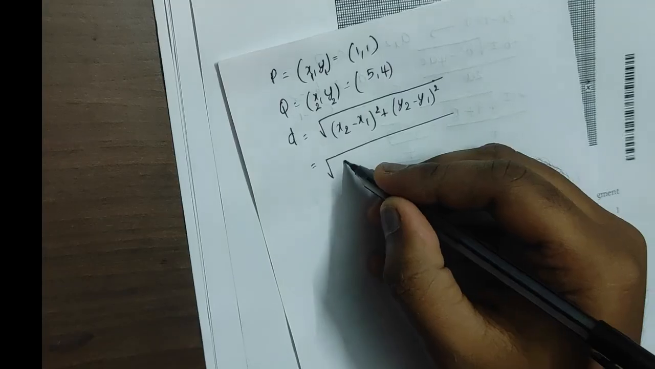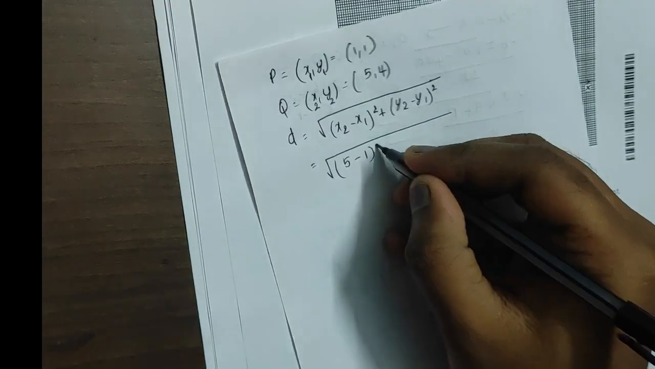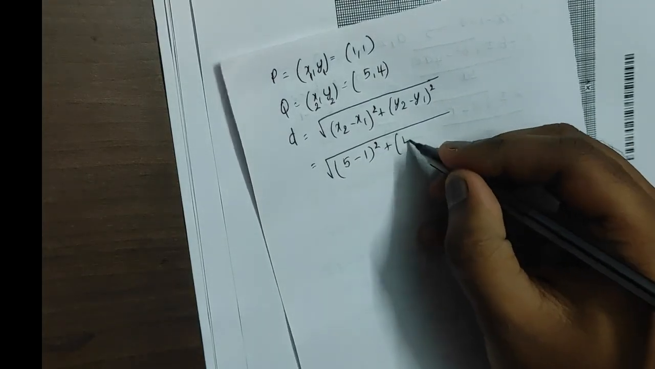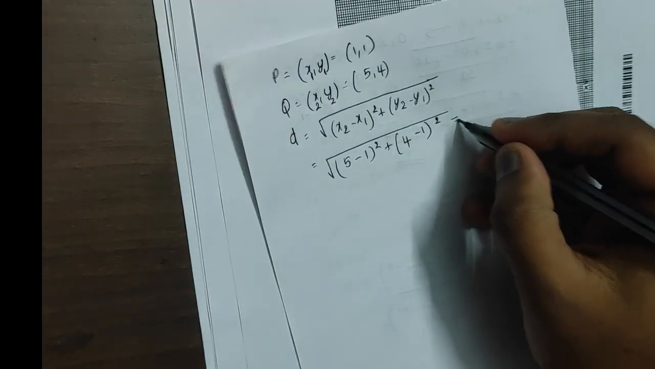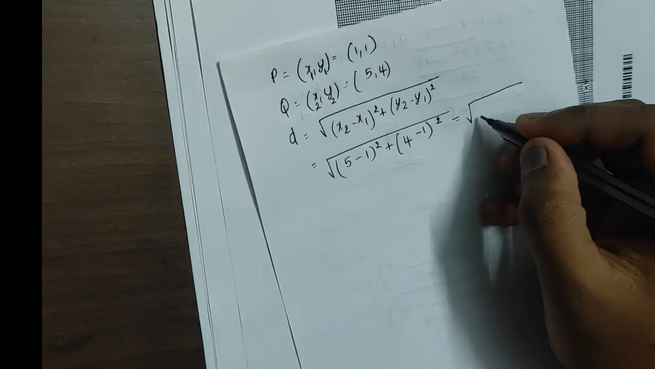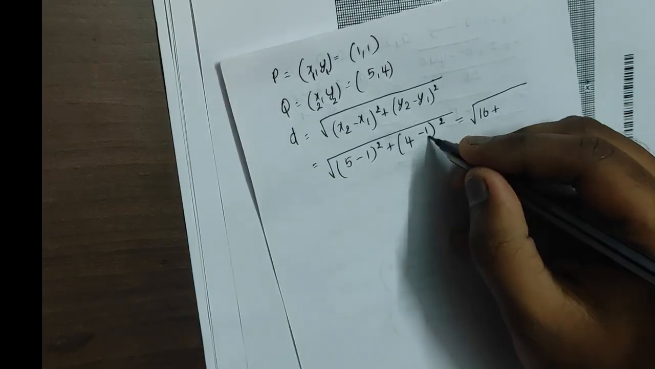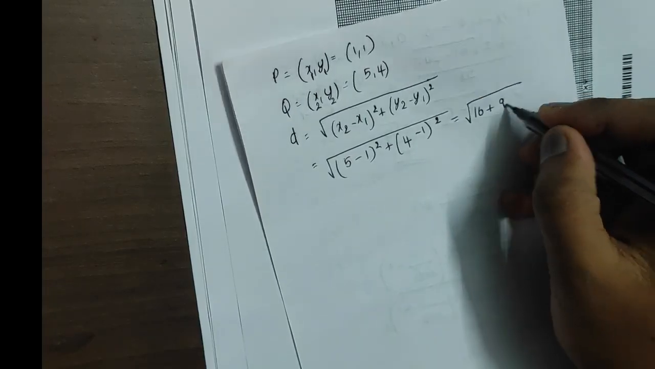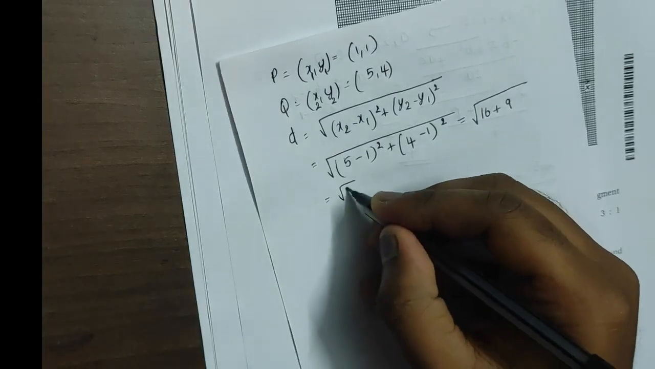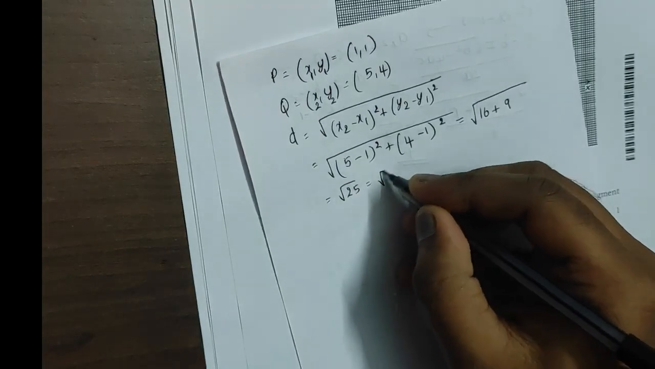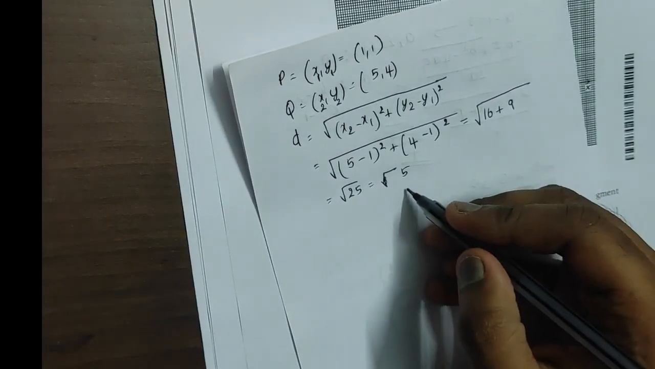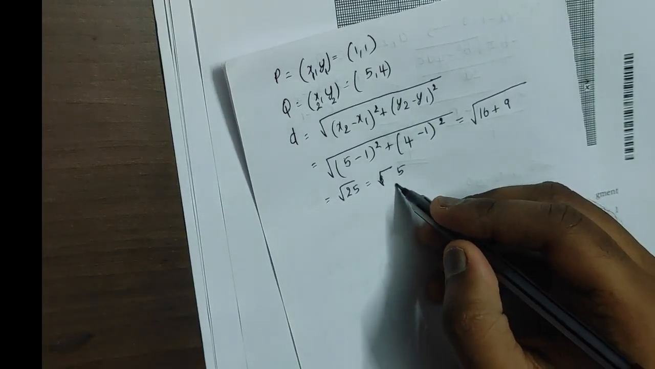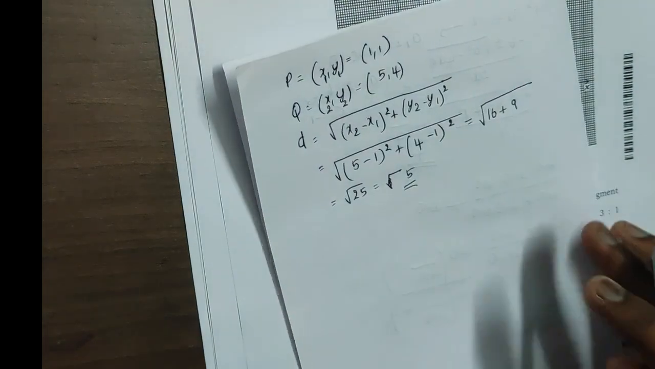Root of (5 minus 1) whole square plus (4 minus 1) whole square. 5 minus 1 is 4, that squared is 16, plus 4 minus 1 is 3, that squared is 9. So the root of 25, this value is 5. So the distance of the segment PQ is 5.